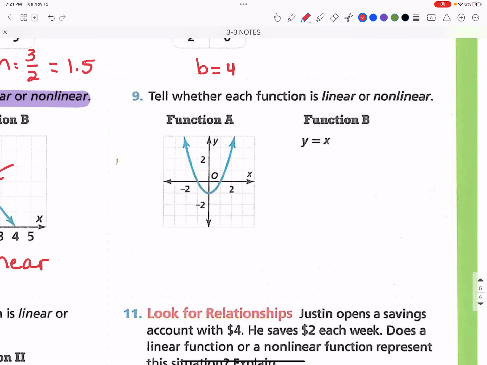Okay, this one is tell which function is linear or nonlinear. That's the instructions here. Well, let's do the easy one first. Linear or nonlinear function A, that's easy. It's not a straight line, so it's nonlinear.